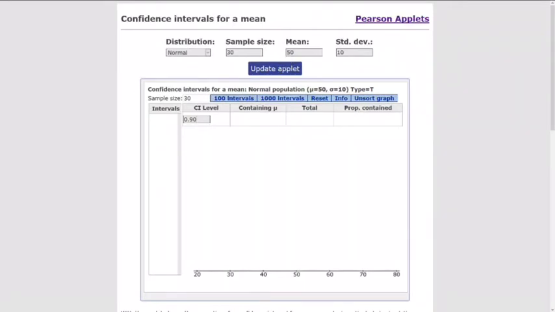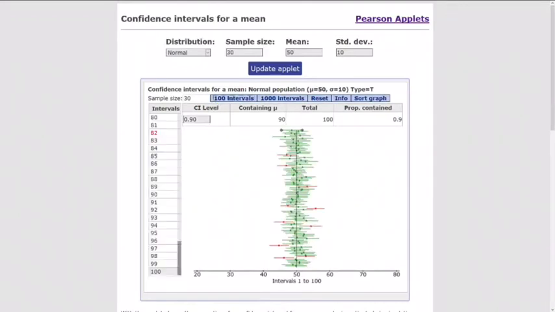So when I run 100 confidence intervals, I expect about 90 of them will contain the mean, and I expect about 10 of them will miss. So let's actually run 100 intervals here. Now, each of the lines represents a confidence interval. The dot in the center of each line represents the point estimate, and then the interval spreads out to the left and to the right.